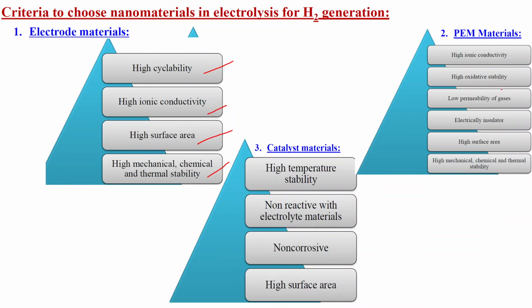Then for PEM materials, basically the proton exchange membrane material, it should have high ionic conductivity, high oxidative stability, low permeability of gases, and it should be an electrical insulator. Why an electrical insulator? Because this membrane acts as a separator. If it were electrically conducting, then a short circuit would occur. Then high surface area should be there, and high mechanical, chemical, and thermal stability should be there.